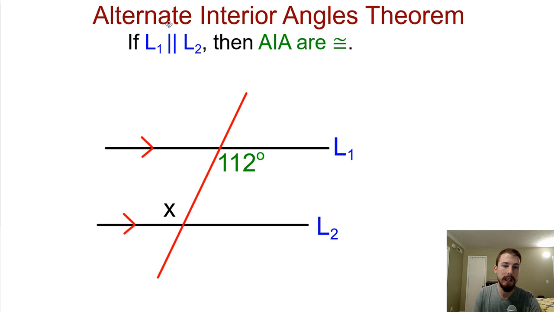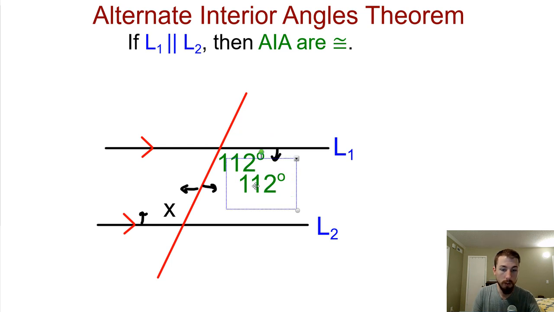All right, here's the alternate interior angles theorem. It says that if the lines are parallel, and they are, they're shown in the diagram, then the alternate interior angles have to be congruent. So the alternate interior angle here would be on the alternate side of the transversal. So that's on the left side, this is on the right side, and they're both on the interior of the parallel lines. Okay, so this alternate interior is going to be this one here, and they would have to be congruent.